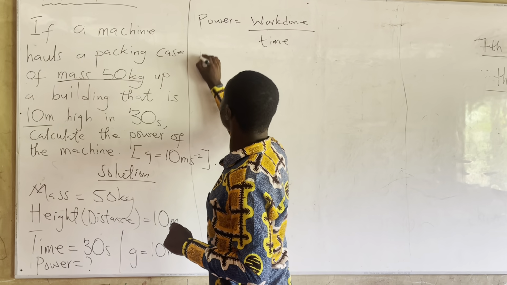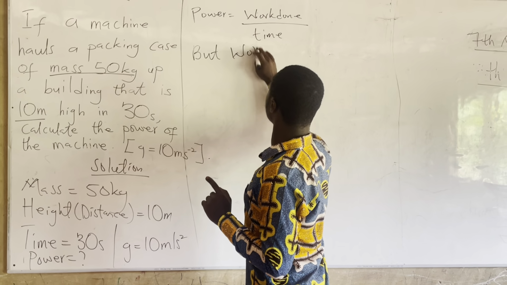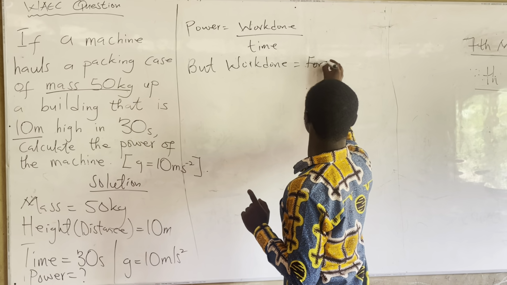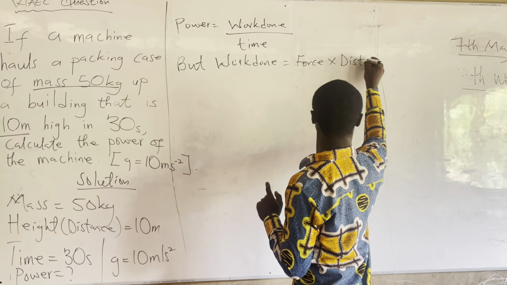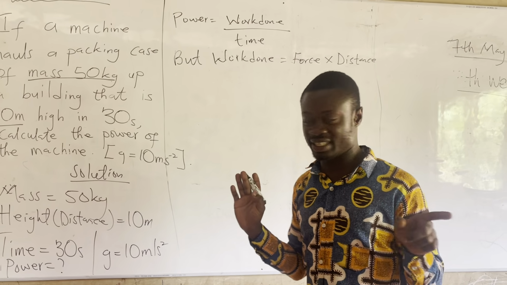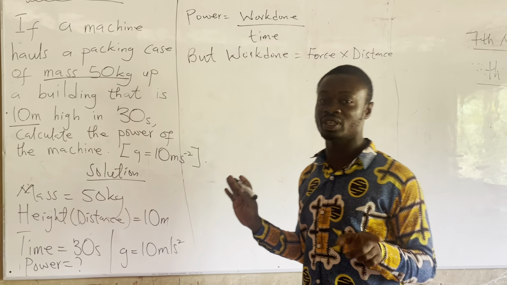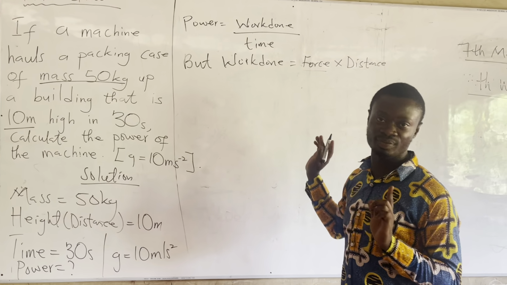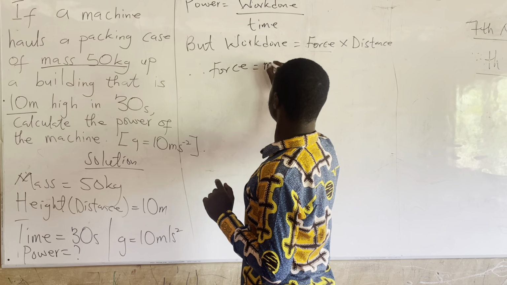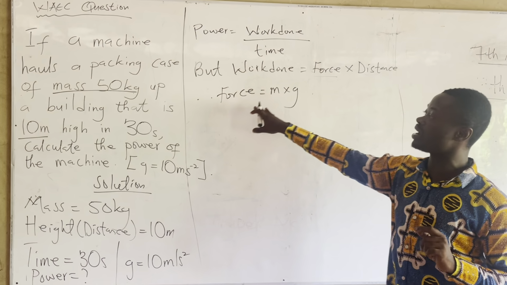Now, since we don't have work done, we can say work done is equal to force times distance. Yes, the formula for work done is force times distance. Now let's see, is force here? Again, from the information that we gathered here, there is no force. It means we should go and find force again. Therefore, force is also equal to mass times gravity. From here, the question gave us gravity, so we are going to use mass times gravity for force.